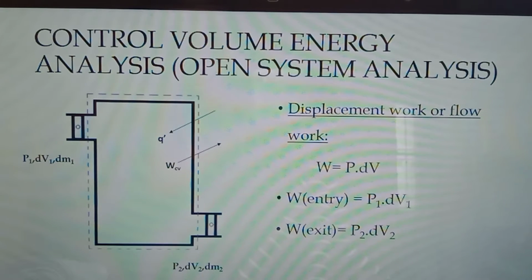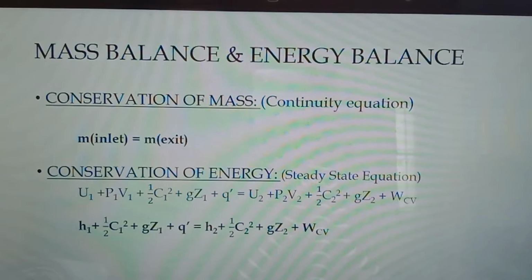Then we are moving on to the mass and energy balances. The first part is conservation of mass, which means that the inlet side mass must be balanced with the exit side mass. This is given by the continuity equation. So m inlet is equal to m exit. The second one is the conservation of energy, which is given by the steady state equation.